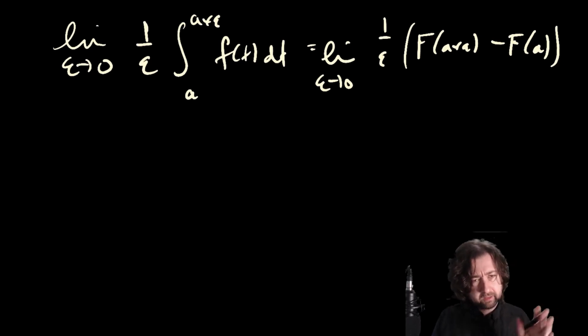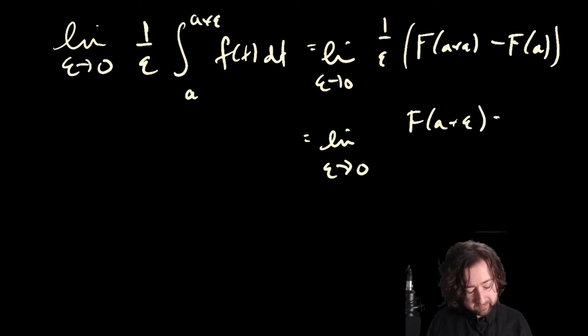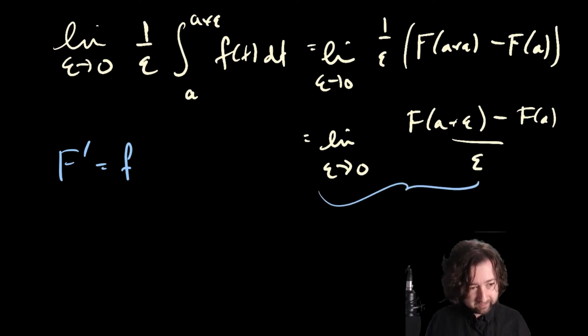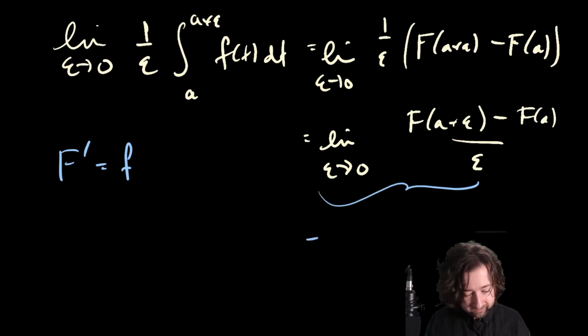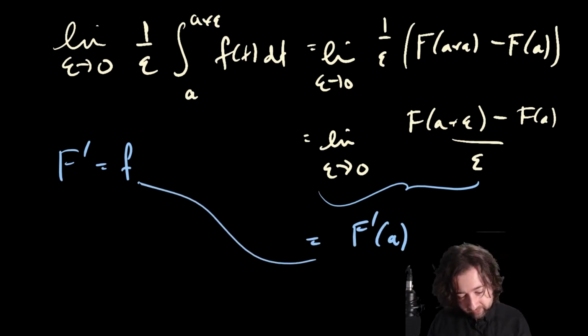This is where capital F is the antiderivative of little f, right? Because this looks like the following: F of a plus epsilon minus F of a over epsilon, where capital F prime is equal to little f. That thing right there is just an expression for the derivative of capital F. In fact, by definition, this is F prime of a. But what is F prime? F prime is little f.